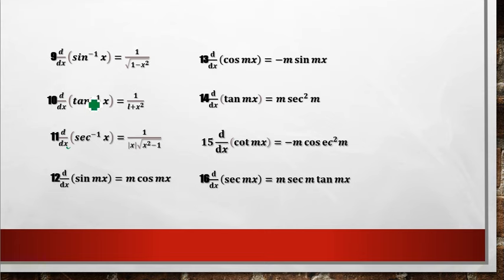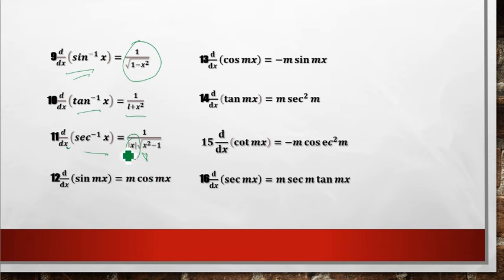Next you need to do some more. See, these are inverse trigonometric functions which you need to remember. The differentiation of these you need to remember for your examination. Okay, now see, for sine inverse x, if you differentiate it, you get 1 by root over 1 minus x square. If you differentiate tan inverse x, then it will be 1 upon 1 plus x square. If you differentiate sec inverse x, then it is 1 upon mod of x into root over x square minus 1.